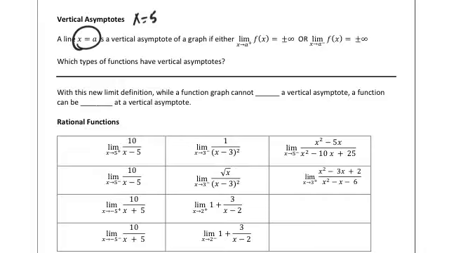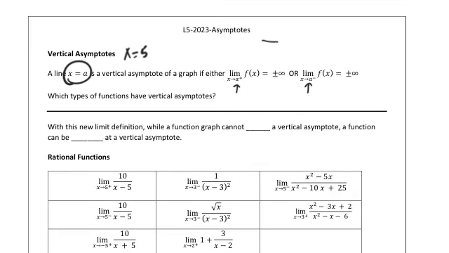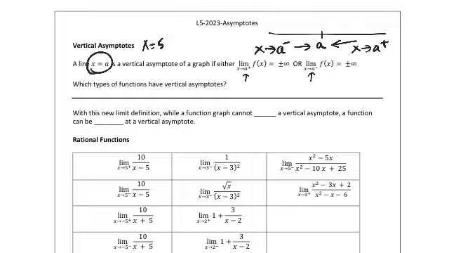And it's a line where either the limit of f of x as x goes to a from the right side is equal to plus or minus infinity, or the limit as x goes to a from the left side is plus or minus infinity. Reminder, x approaching a from the right side means this, and x approaching a from the left side is that, right? Okay, so which type of functions have vertical asymptotes? Again, rational functions, right? And trig functions, and also the ln or log functions, right? Those are the ones that have vertical asymptotes.